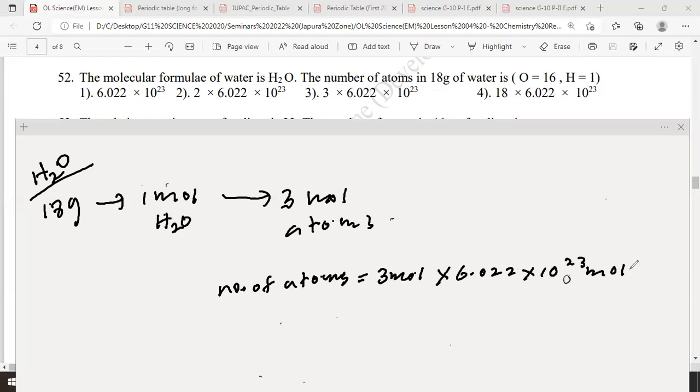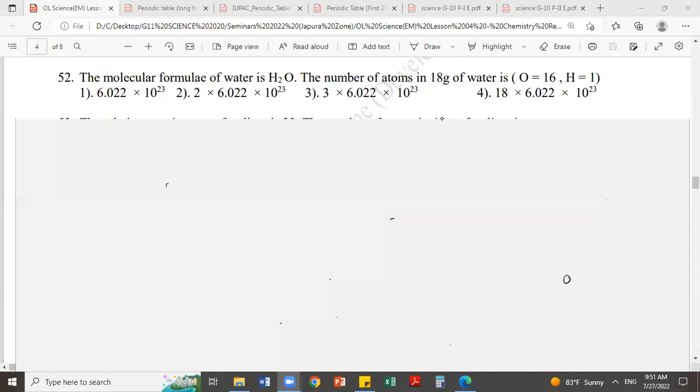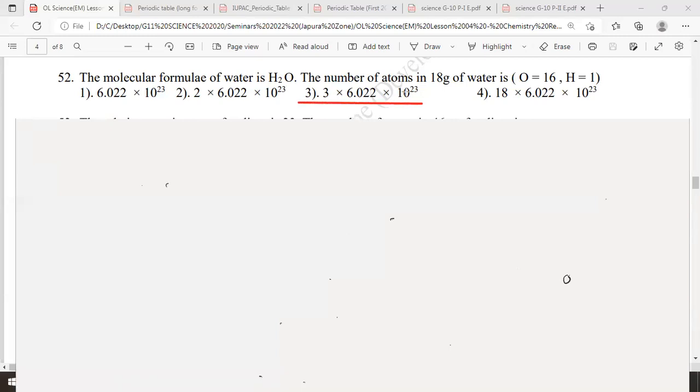Then you get the answer. 3 times 6. Look at the screen. So the answer will be 3 into Avogadro constant. Is that clear?